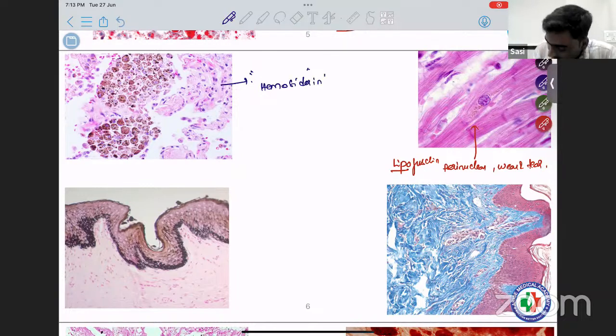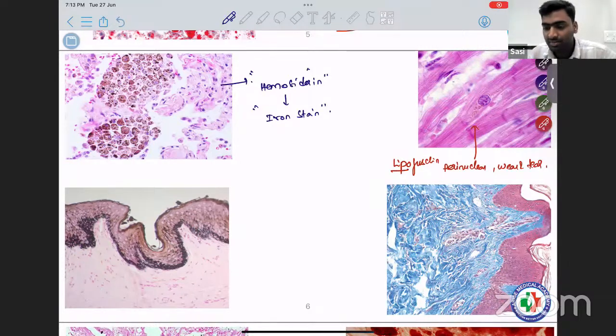How we will differentiate is based on the refractivity and also by the staining. And if you see this, it will be stained by the iron stain. Iron stain, like which one? What is the iron stain you know of?